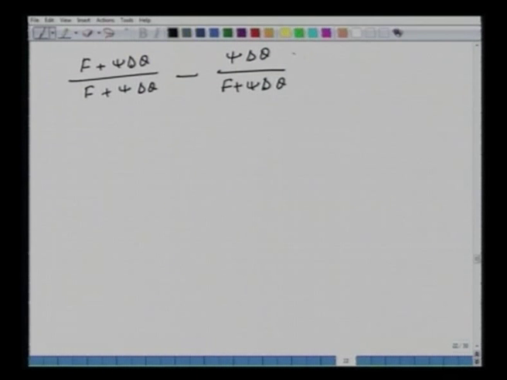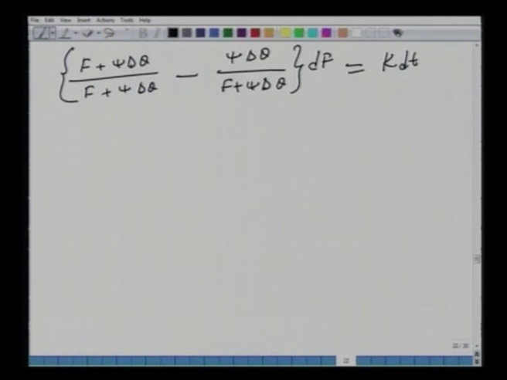Moving on further, you will have minus psi delta theta times dF. We are just simplifying this equation a little bit, equal to K dt. It should be easy to see that.